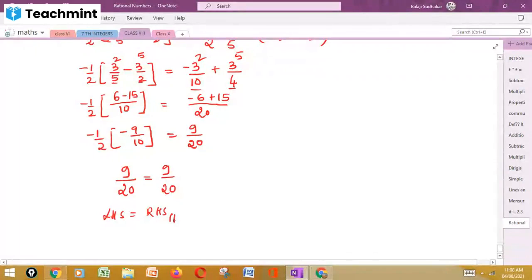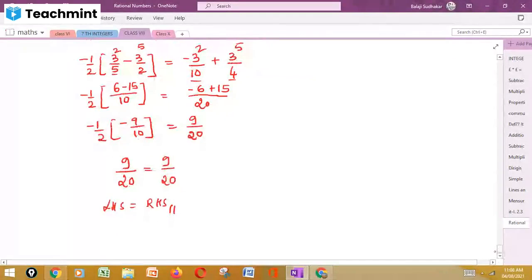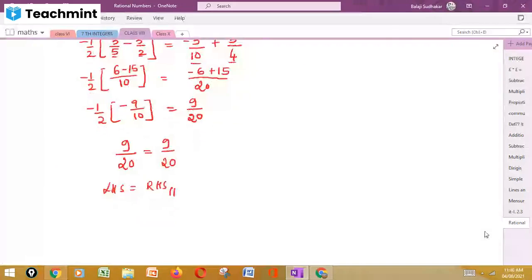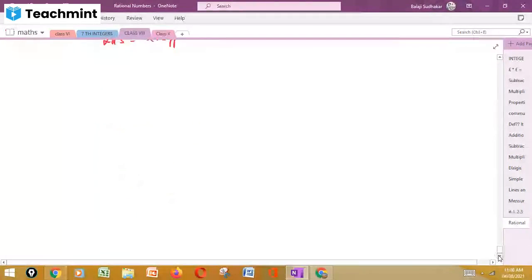So we have proved the distributive property over addition. That means it has been satisfied. Is it right? Yes, sir. Can we take one more example? Yes, sir. We have to take one more example.